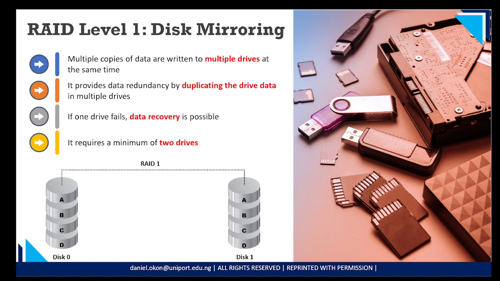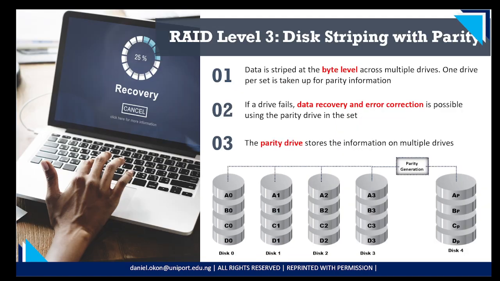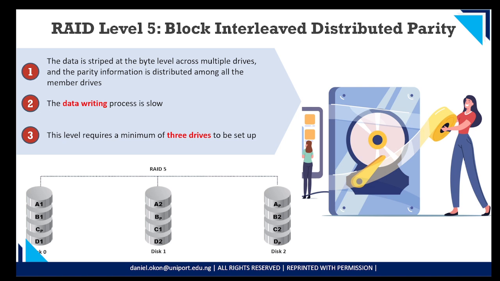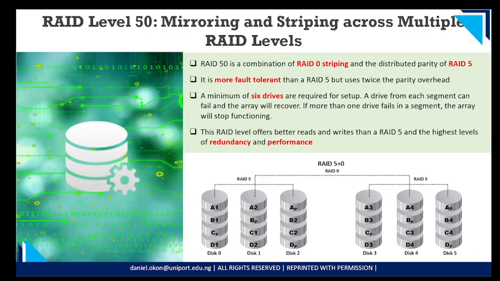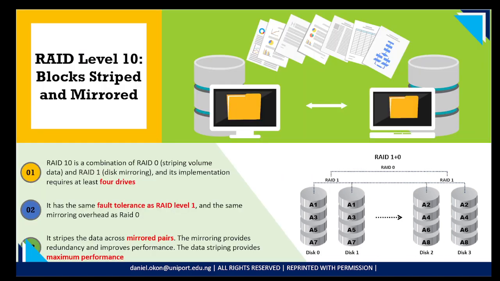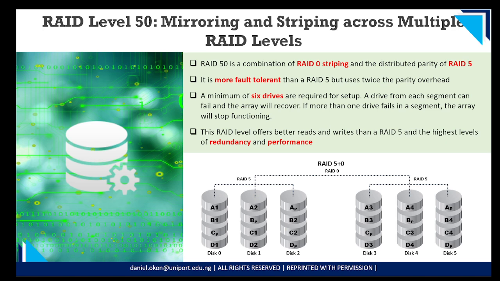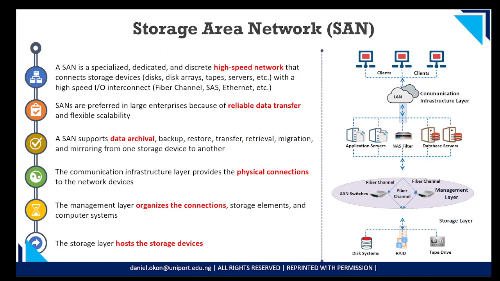Disk mirroring. Mirroring means that multiple copies of data are written into multiple drives at the same time. It provides data redundancy because data is being duplicated. If one drive fails, data can be recovered from another one. So we have several other levels of disk operating. You could check all other slides on that.